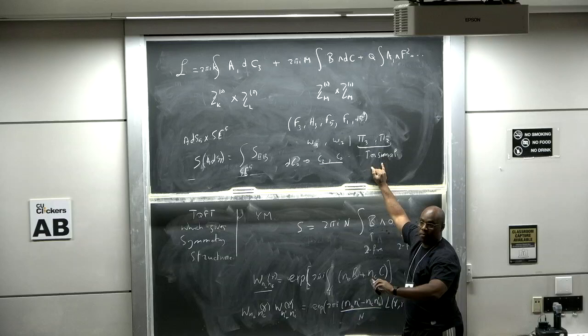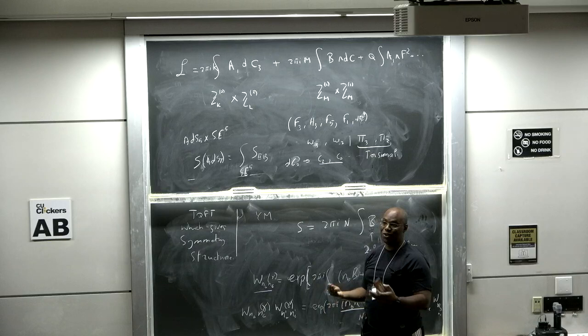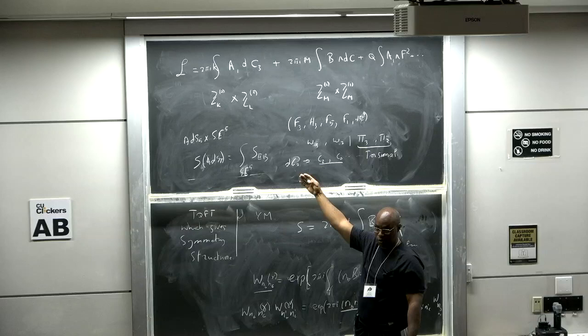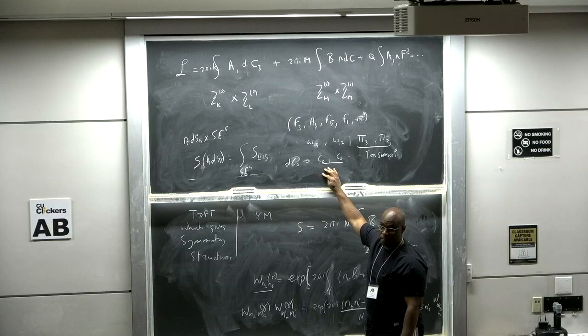Another thing that also happens is when you're doing this reduction, you can turn on additional flux. You can turn on non-trivial flux for all of these forms. These are additional integers. And when you turn on non-trivial flux, they will induce interactions between all of these U(1) fields that you get from the reduction, and those interactions also will lead to Stueckelberg mechanisms.